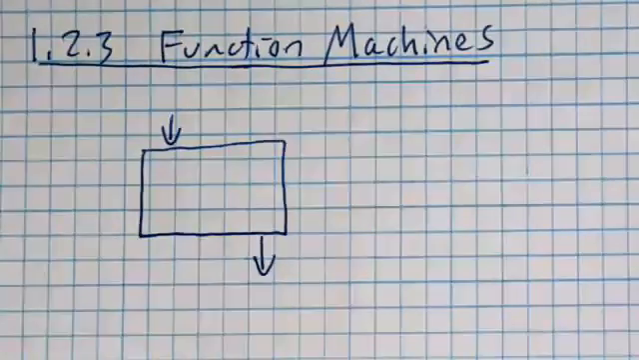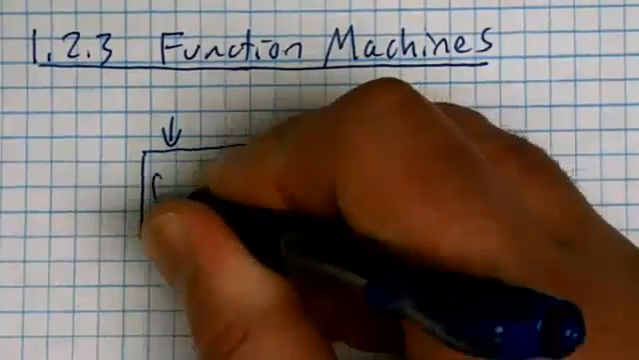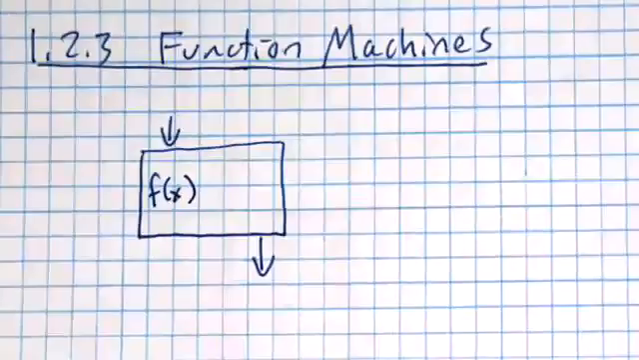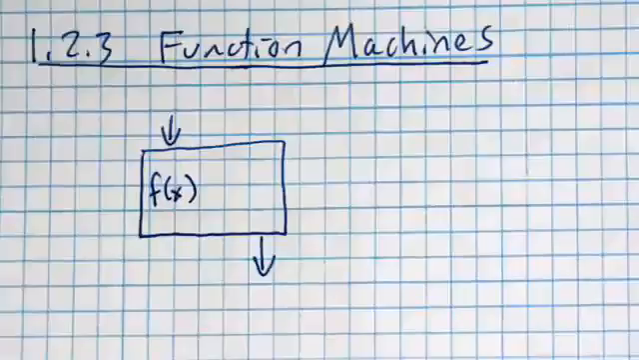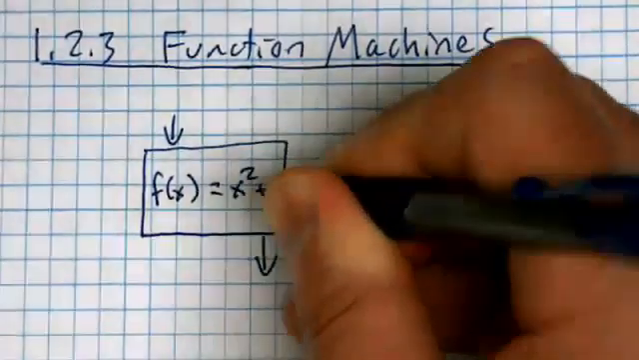We've got an input, and then something's going to happen on the inside. But this is a math machine. So the thing that's going to happen on the inside is going to be some kind of equation. So my first example is going to be this. I would like you to write f parentheses x equals x squared plus 1.